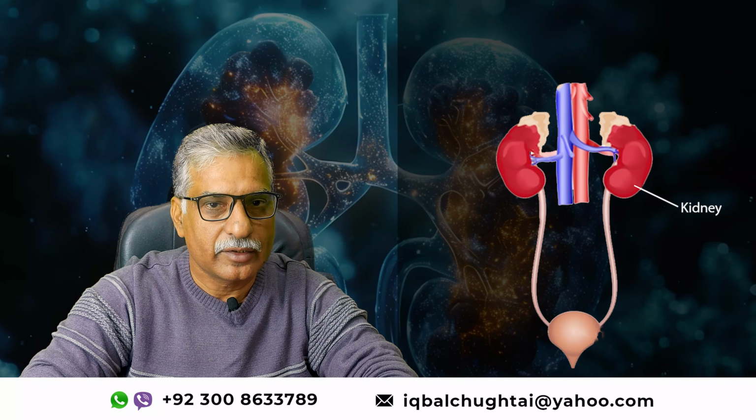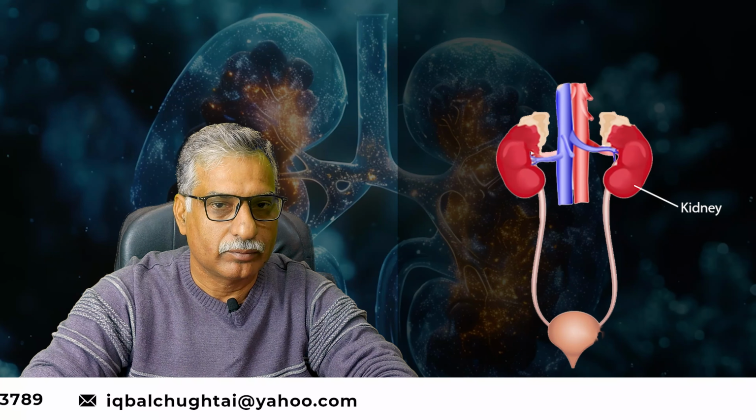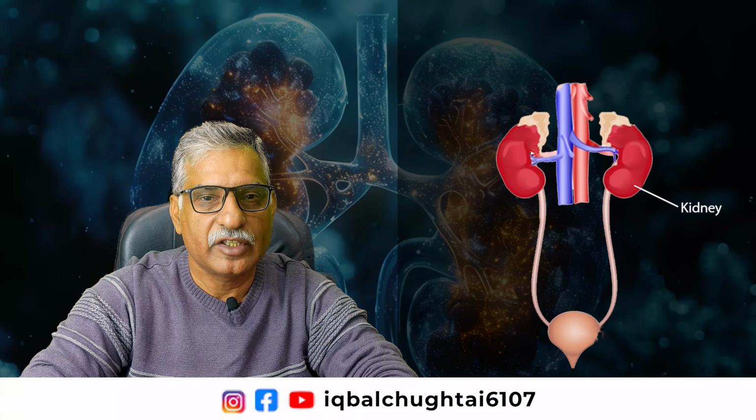Let's proceed with the excretory system. In humans, these are the components of the excretory system. We have a pair of kidneys, one kidney on each side of the vertebral column. Each kidney receives blood through renal arteries and returns the blood through the renal vein.